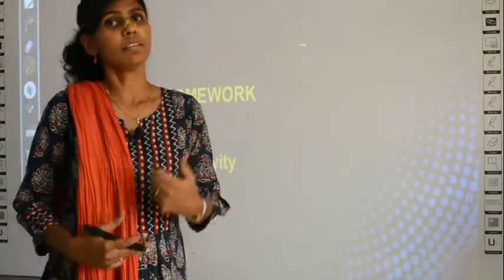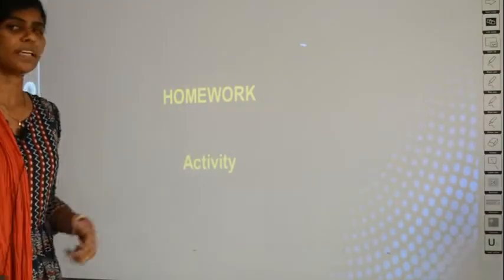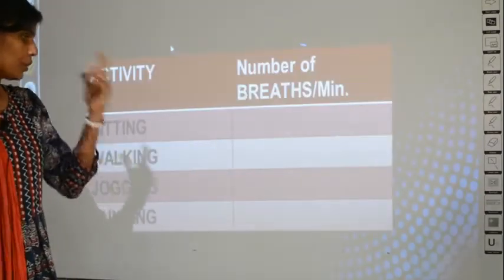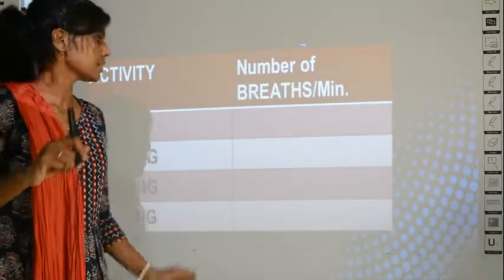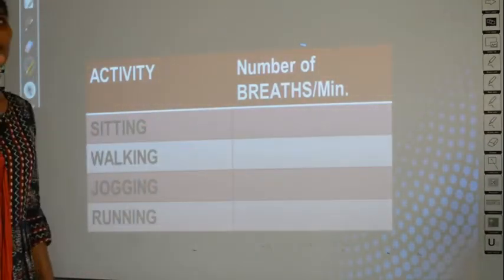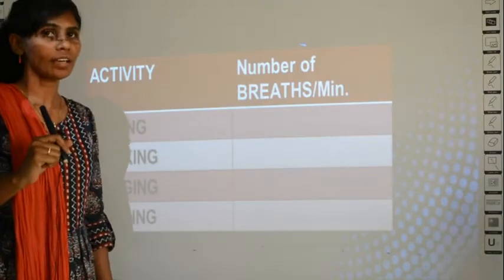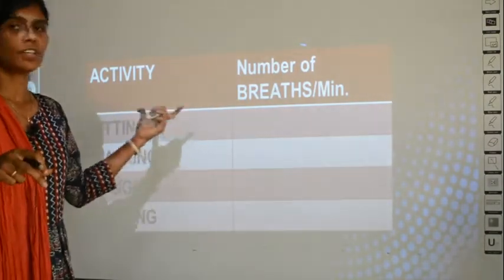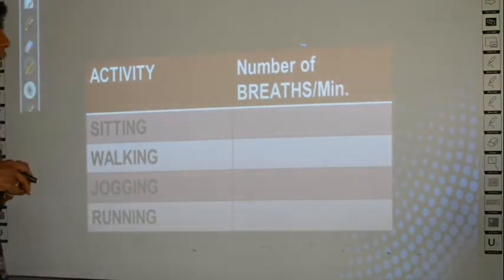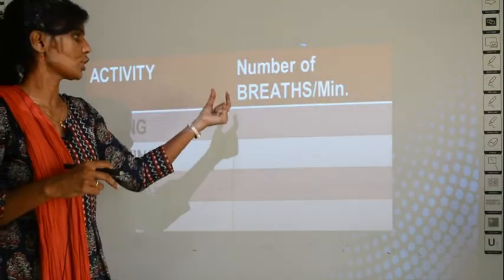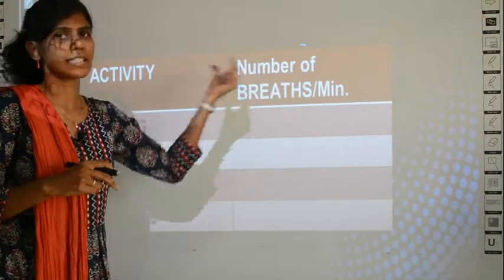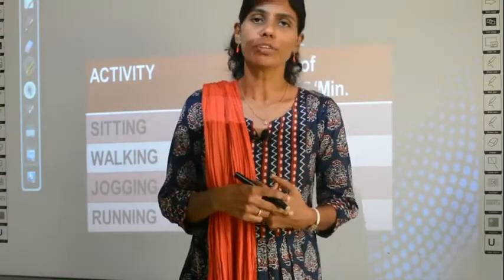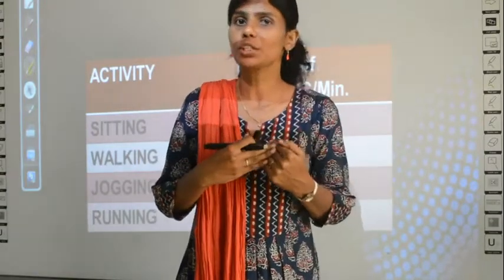Okay, then today's homework is going to be an activity for you. What you are going to do is, draw the same type of table in your notebook. Okay, in your biology notebook, in your zoology side, you can draw such a table. You are going to measure the number of breaths per minute. How much is 1 minute? 1 minute is 60 seconds, right? So for 60 seconds you are going to measure your breath.